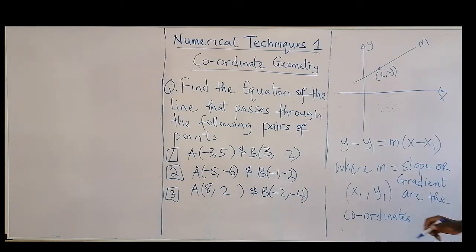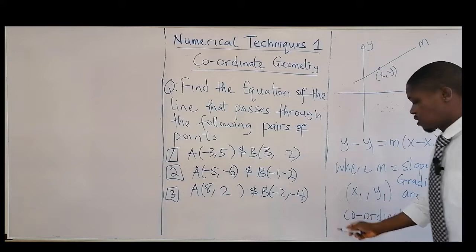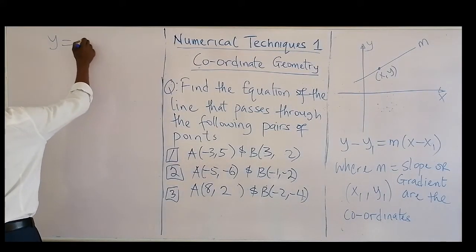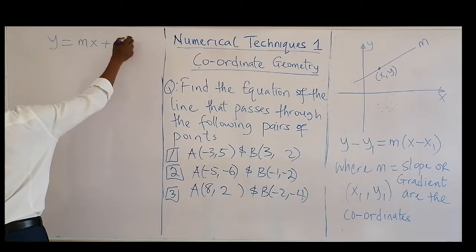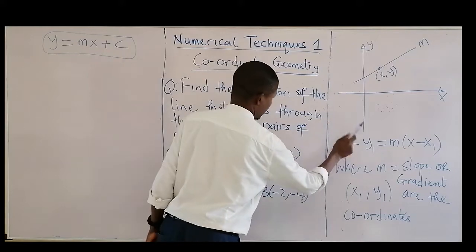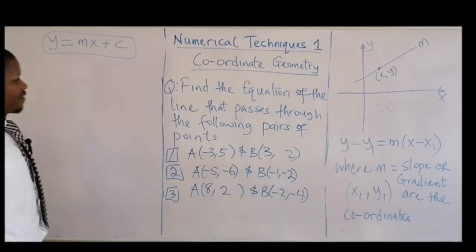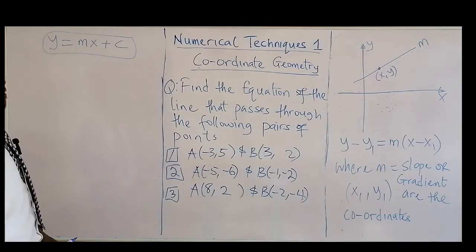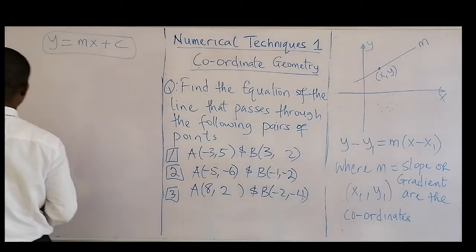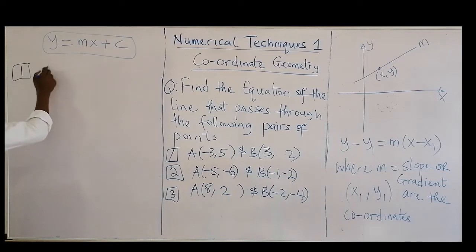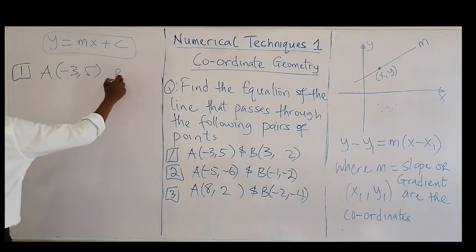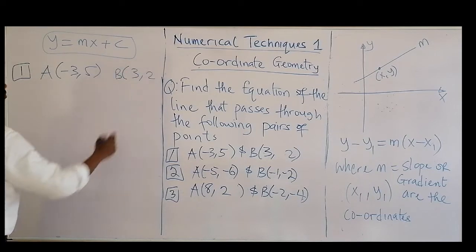You can also use this other formula for the equation of a straight line, but for my focus, I'll be using this one. So look at what we have here. Find the equation of a line that passes through the following pairs of points. Question 1: point A is (-3, 5) and point B is (3, 2).